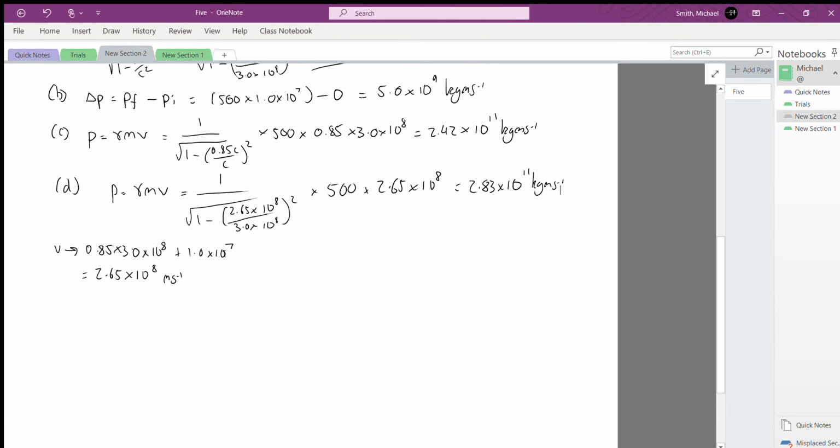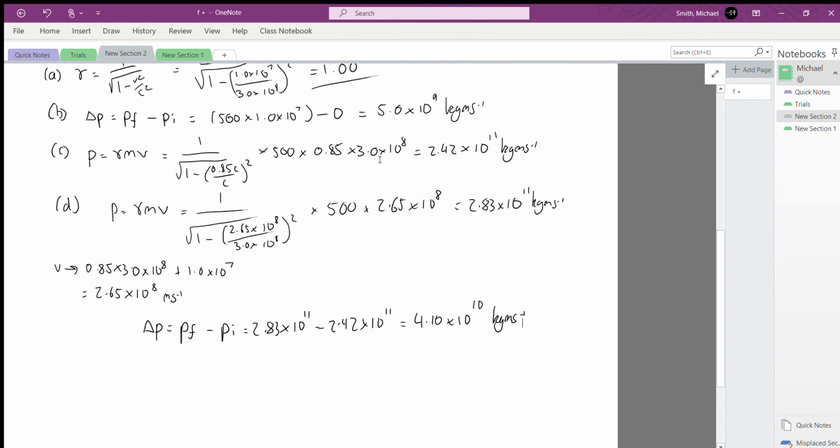We still need to work out the change in momentum. So here will be the final, take the initial, so our final is 2.83 times 10 to the power of 11, take away 2.42 times 10 to the power of 11, which ends up being 4.1 times 10 to the power of 10 kilograms meters per second.